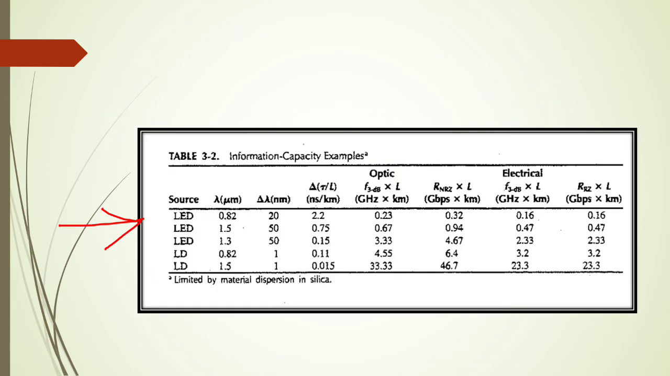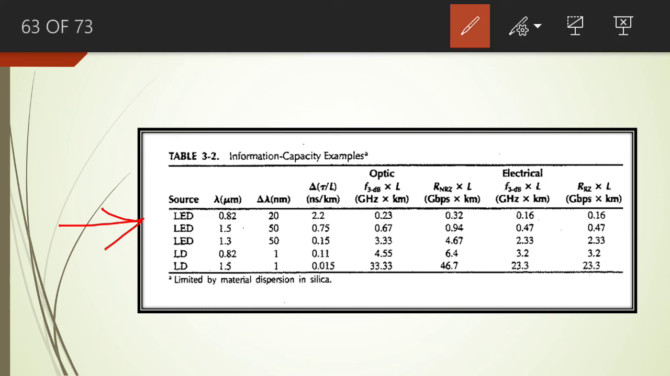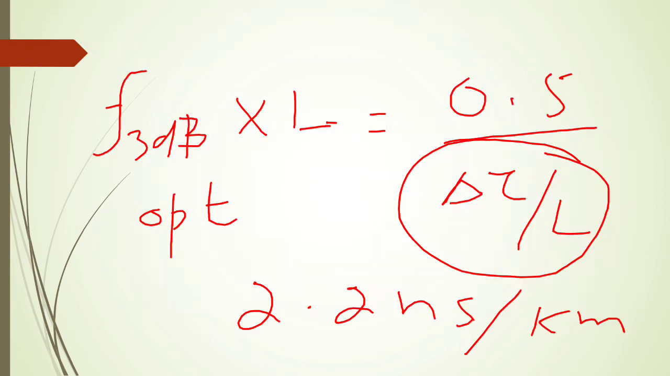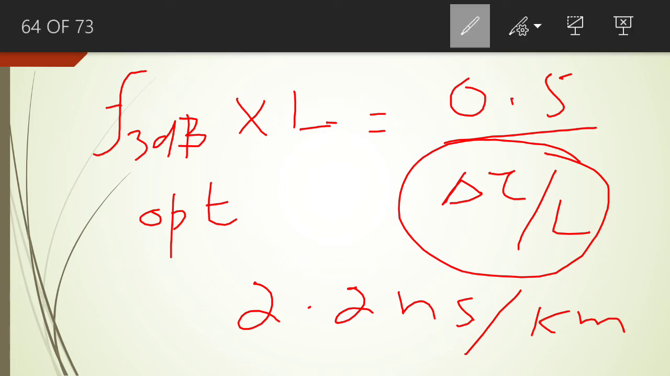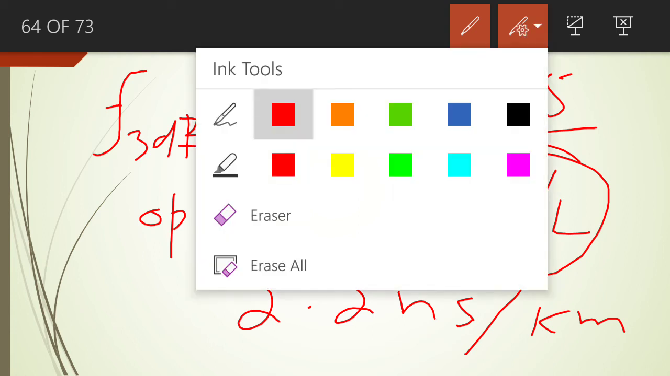So if we put the values in this particular equation, we get this product over here. Let me show you the product. We get 0.23 gigahertz kilometer. Here is the answer. So we get 0.23 gigahertz kilometer. So we go to the next slide. If we simplify, if we put the values over here, okay, let me put the values.